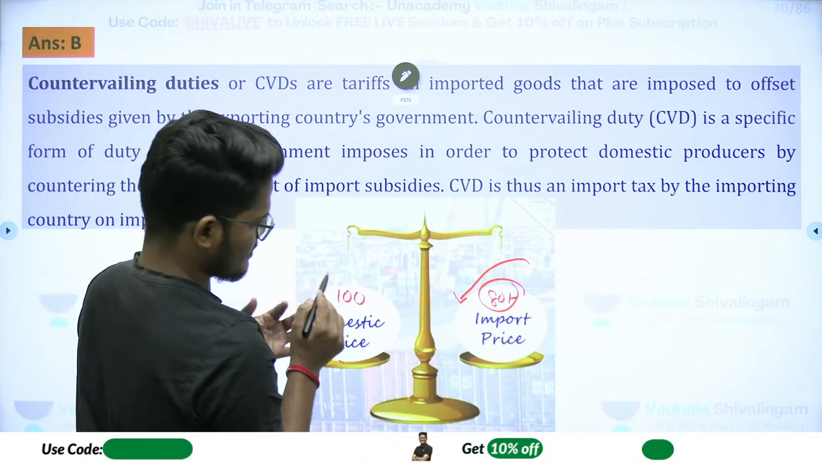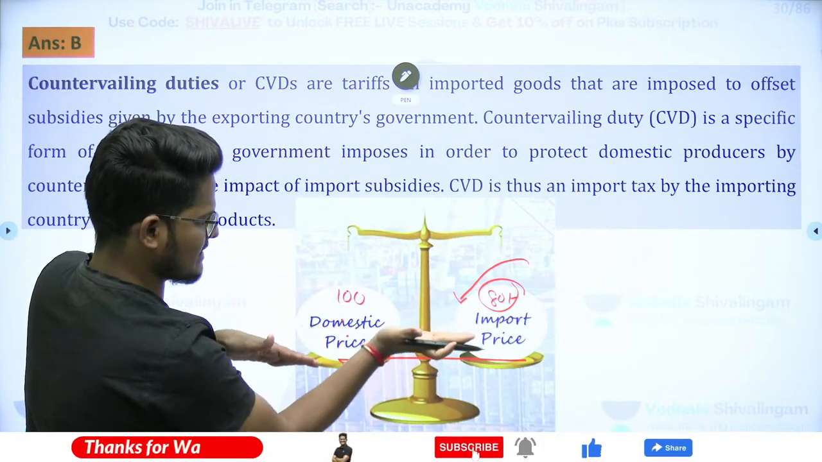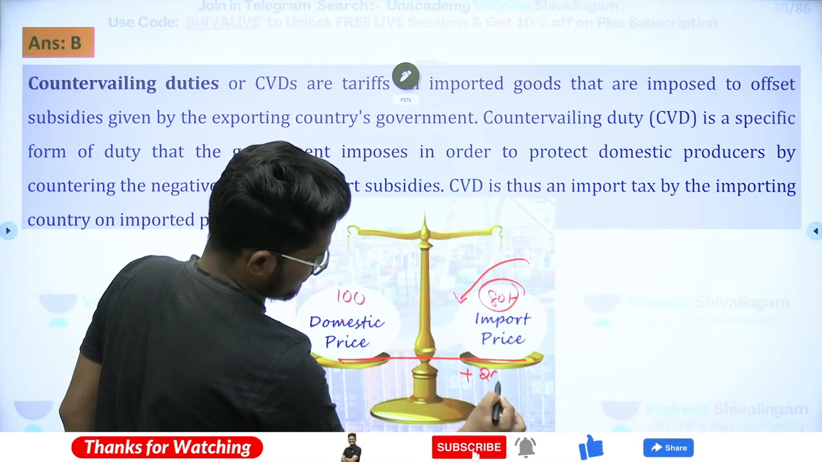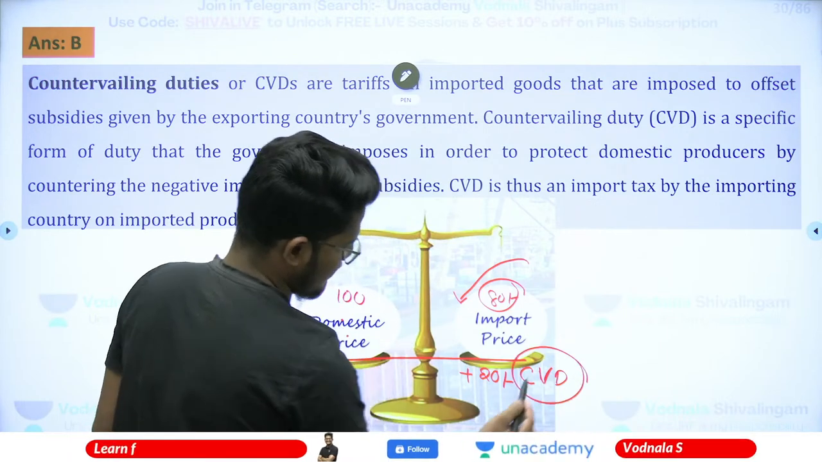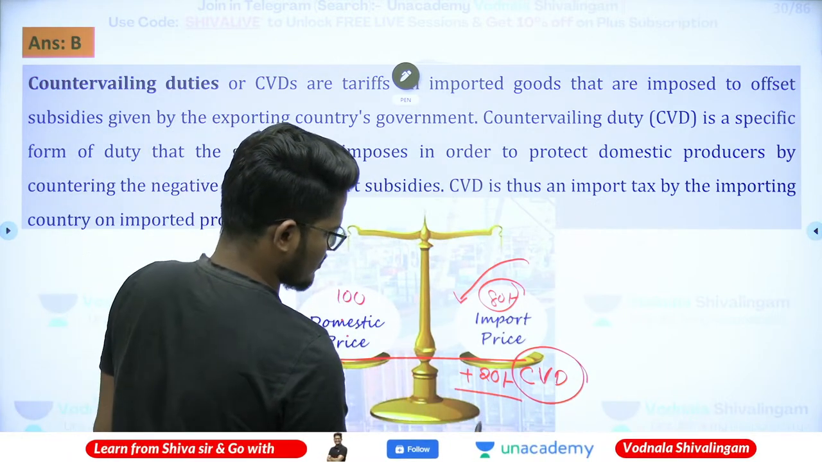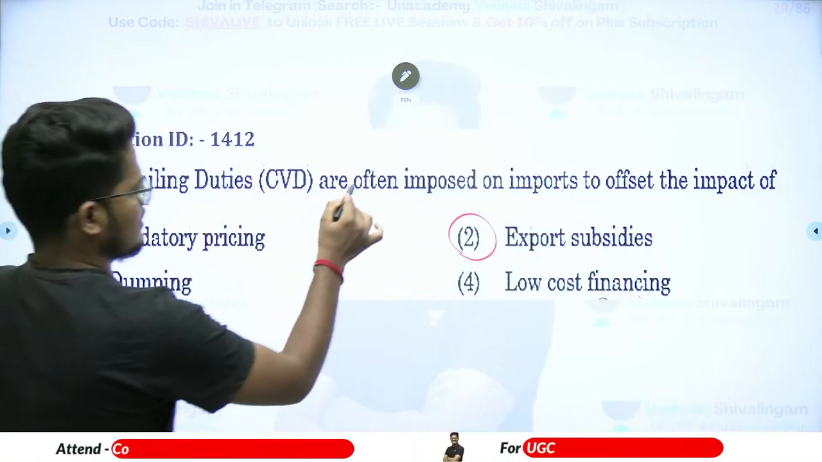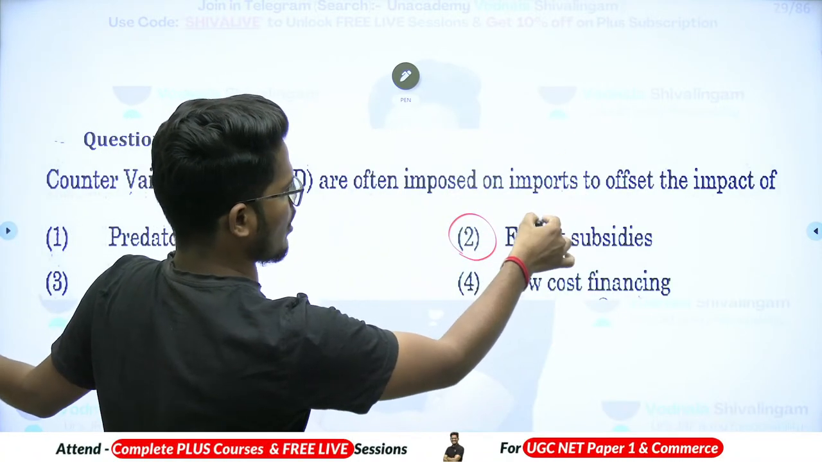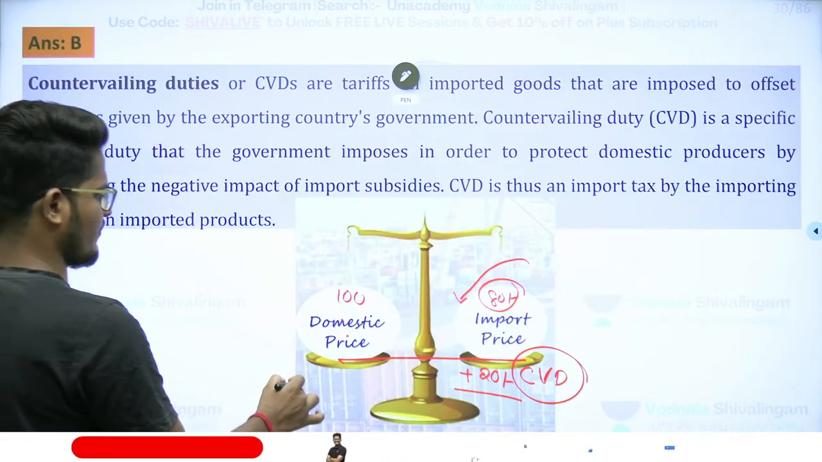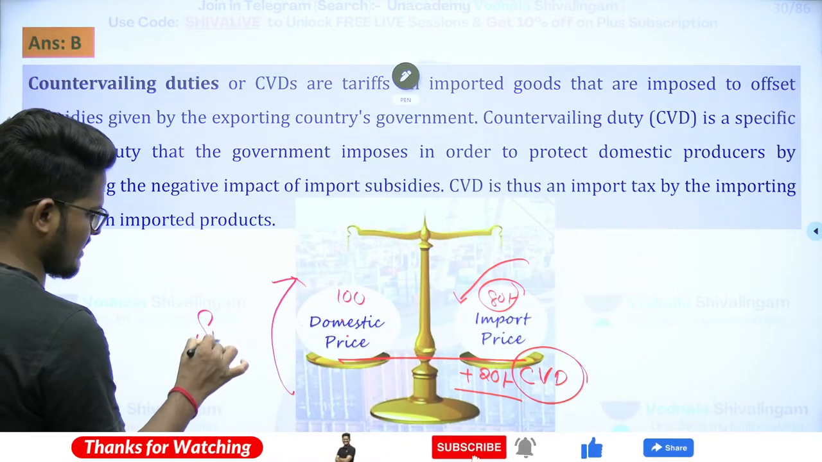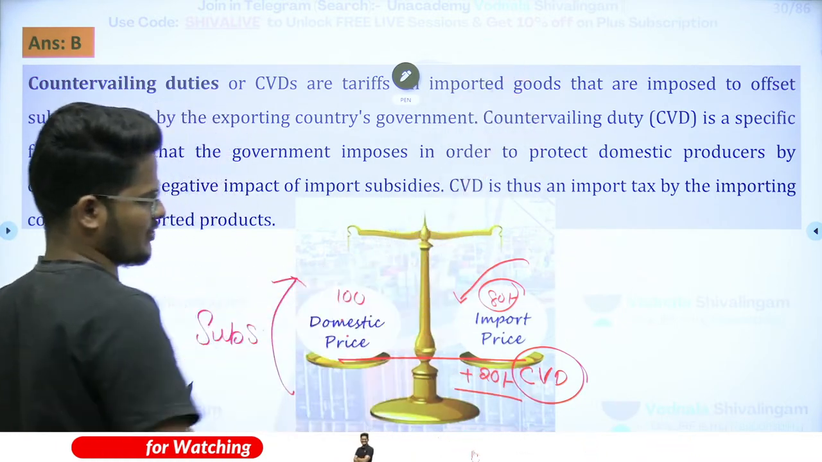So in order to compensate for this, we will make the import price and domestic price equal. We'll add 20 rupees as a countervailing duty, which is a type of anti-dumping duty. This duty is levied to make it equal to the domestic price. So the question is saying it is often imposed on imports to offset the impact of export subsidies. Export subsidies, whatever the government provides to our domestic exporters, have to be offset by an import price increase, by adding additional duty to it.